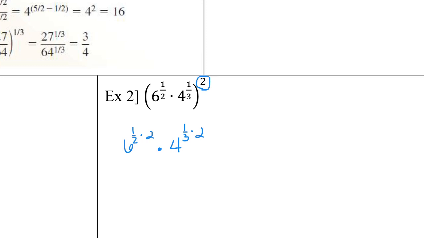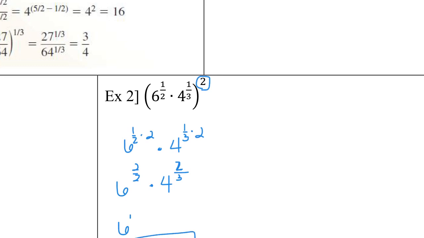So 1/2 times 2 is 2 over 2. Well, 6 to the 2 over 2 is 6 to the 1st, which is really just a 6. Then 4 to the 1/3 times 2. Well, 1/3 times 2 makes 2/3, which is not going to simplify any further. So your final answer is 6 times 4 to the 2/3 power.